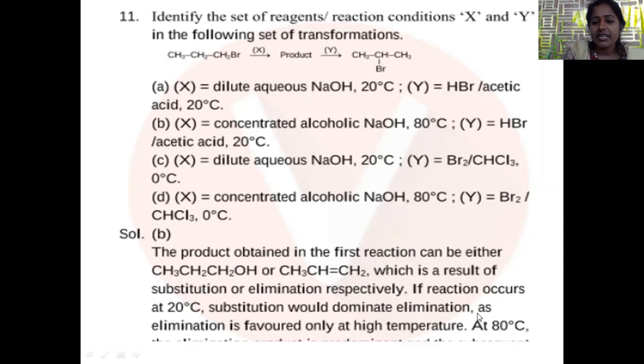If the temperature is 80 degrees, the product will be propene. That's the reason why we are maintaining 80 degrees centigrade, followed by substitution with HBr. According to Markovnikov rule, bromo will be substituted on the second carbon with less number of hydrogen atoms.